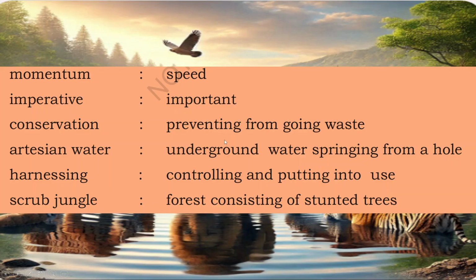Conservation means preventing from going waste. Artesian water means underground water springing from a hole. Harnessing means controlling and putting into use. Scrub jungle means forest consisting of stunted trees.